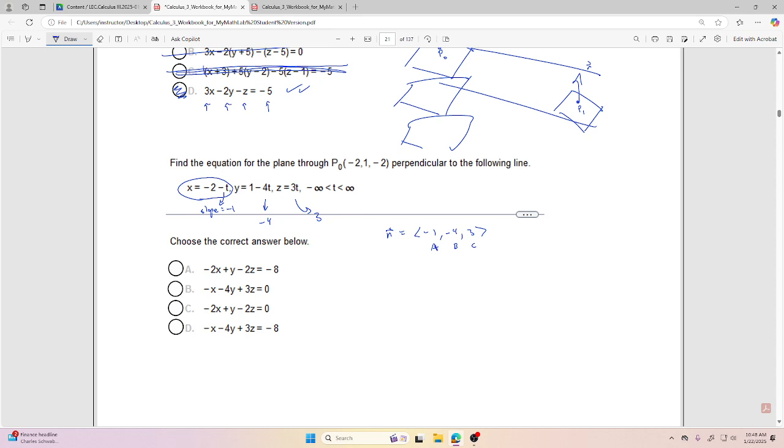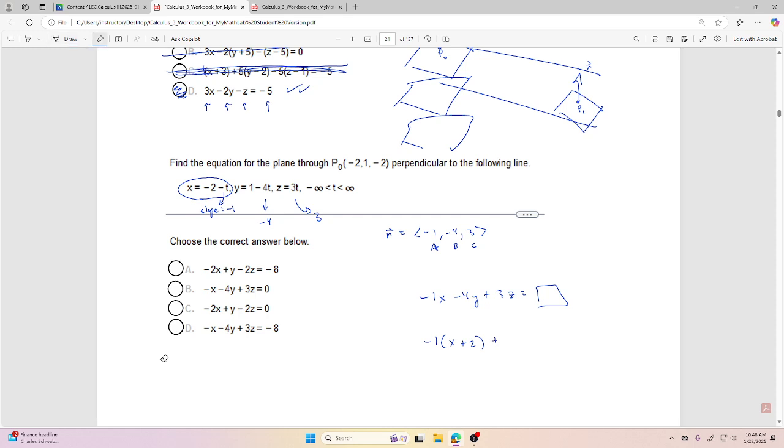And so when I'm looking for an equation, it better have -1x minus 4y plus 3z equals blah. I don't really know yet. We'll get to that in a little bit. Another alternative method, which is perfectly fine, is we can use that point up there, which I might be giving this away a tiny bit, but might as well do it.